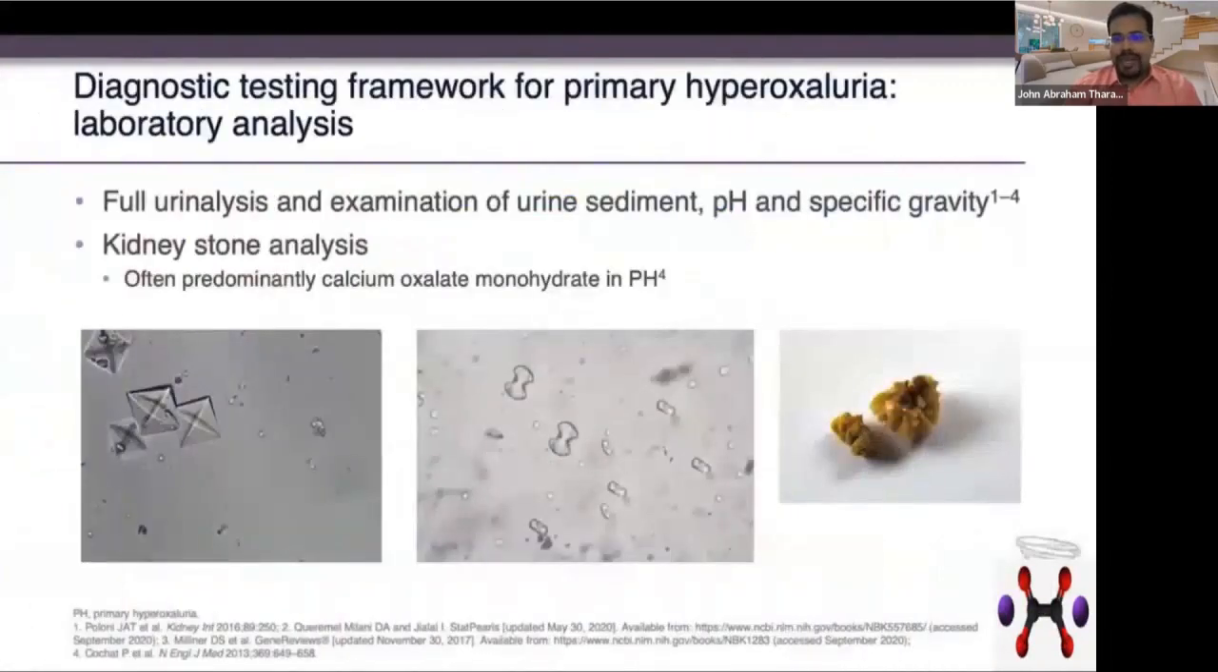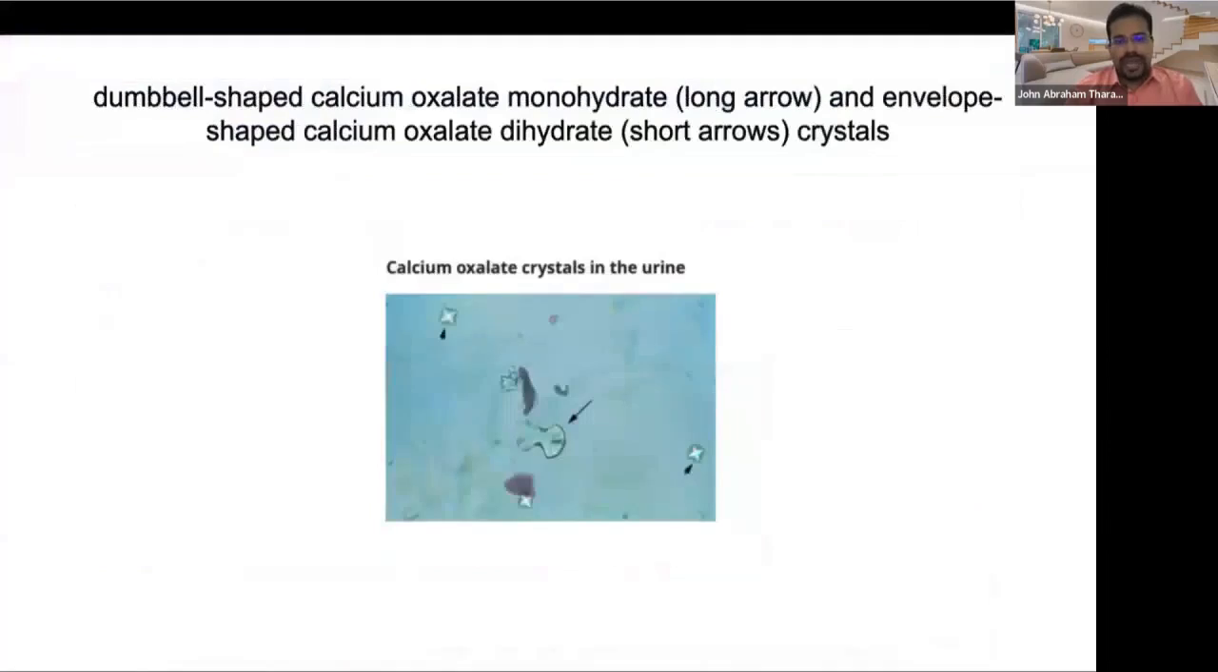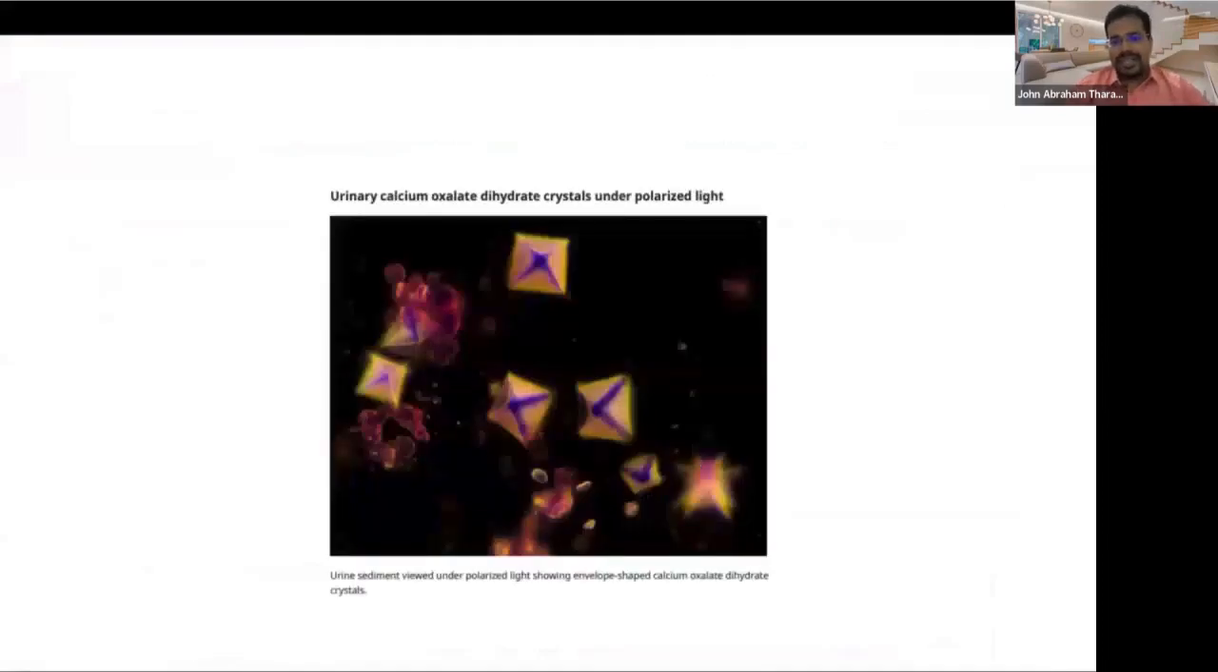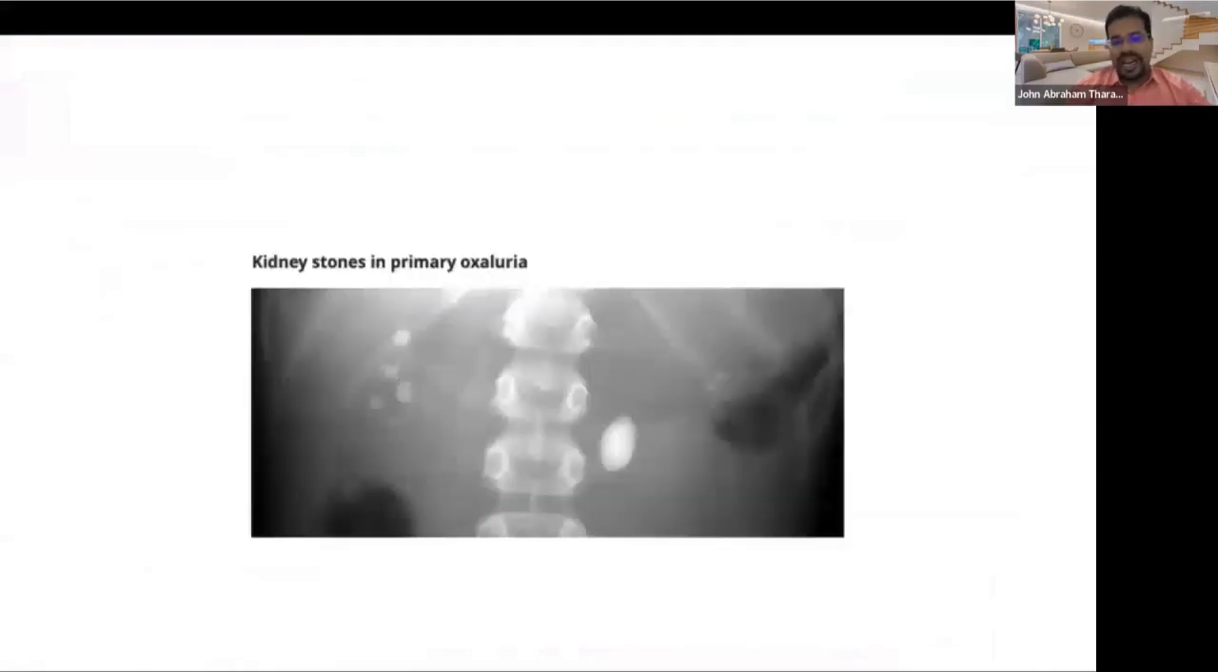Diagnostic testing framework for primary hyperoxaluria: the lab analysis is required. A full urine analysis and examination of sediment. You can find calcium oxalate monohydrate crystals in primary hyperoxaluria, which are more predominant than the dihydrate crystals of calcium oxalate. So if the urine analysis shows predominant calcium oxalate monohydrate, you need to look for PH. You can see the dumbbell-shaped calcium oxalate monohydrate, and this is calcium oxalate dihydrate, envelope-shaped crystals. Under polarized light, the urinary calcium oxalate dihydrate crystals look like this. And these are radio-opaque stones which are seen bilaterally.